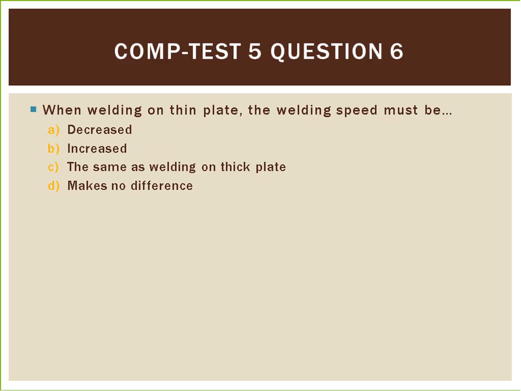Comptest 5, question number 6. When welding on thin plate, the welding speed must be A, decreased, B, increased, C, the same as welding on thick plate, or D, makes no difference.